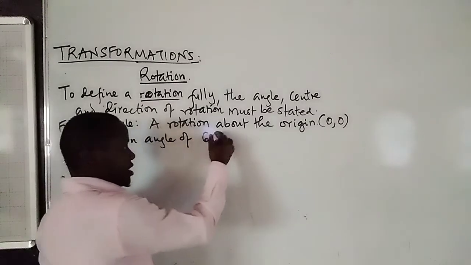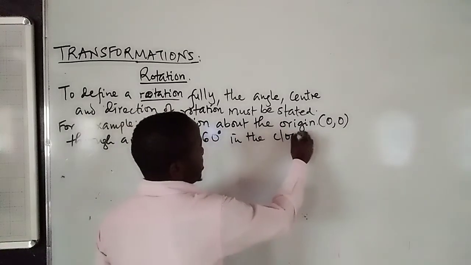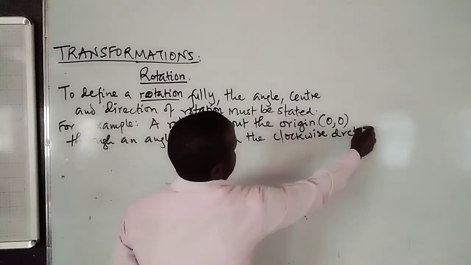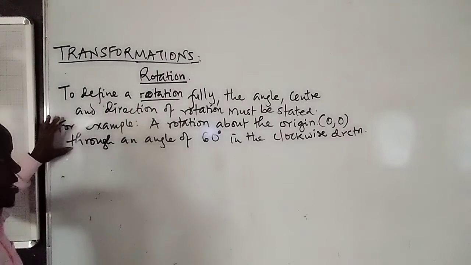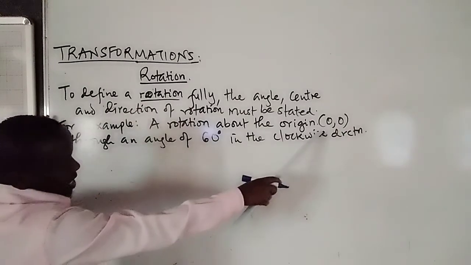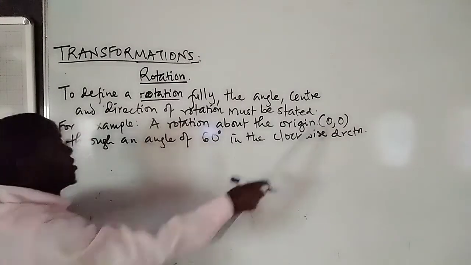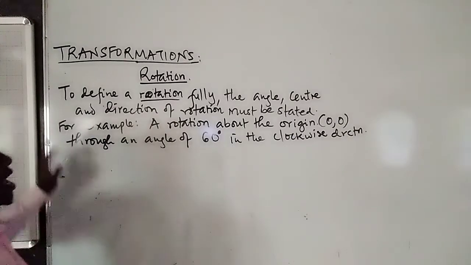Of 60 degrees in the clockwise direction. Therefore now, this is a fully defined rotation taking place about the origin, or coordinate (0, 0), through an angle of 60 degrees in the clockwise direction.